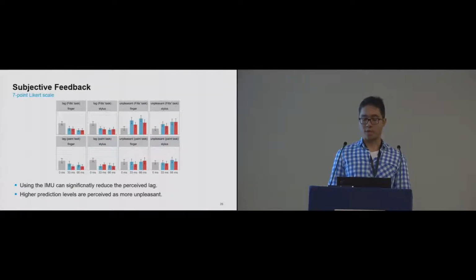When participants rated the lag and unpleasantness on a 7-point Likert scale, we also found that significantly less lag was perceived when an IMU was involved. Further, participants perceived more unpleasantness for higher prediction levels because there's much more jitter involved. In general, participants mentioned that lower latencies are less frustrating and have a better accuracy.